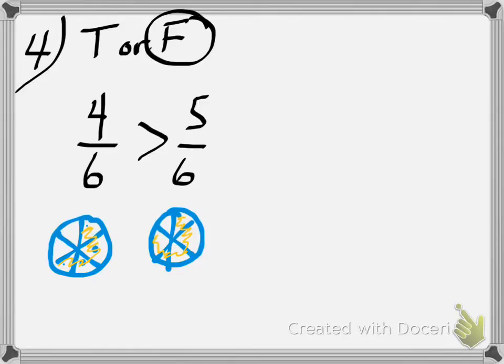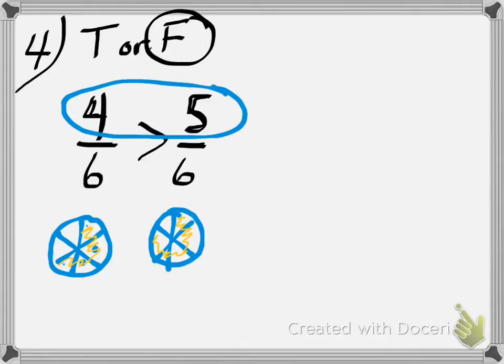So this is going to be false, because if you have same size pieces and this person has 5 pieces, they are going to have more than the 4. If the denominators are the same, all we have to do is look at the numerators. So that's the reason we get common denominators, and we know that 4 is actually less than 5, so it's not greater.